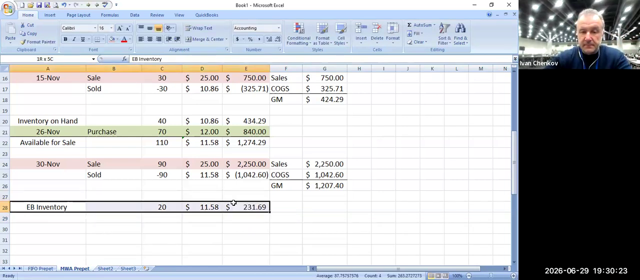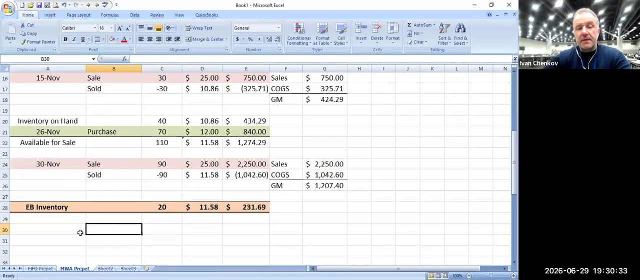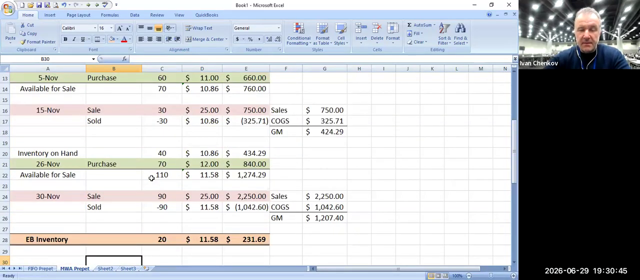231.69. And that's become the ending balance of our inventory. Now you can see how we're moving from one to another. So every time we're making a purchase here, we're adjusting the ending balance. Every time we purchase, we adjust the average price per unit. And that's going to reflect our cost of goods sold.